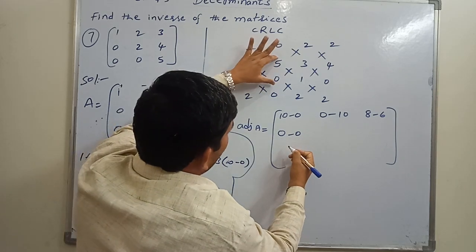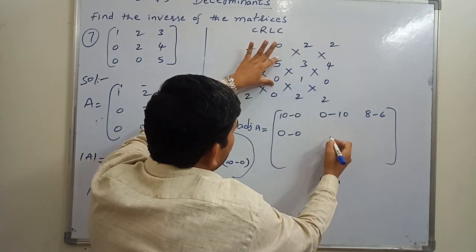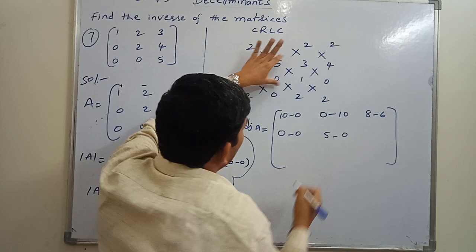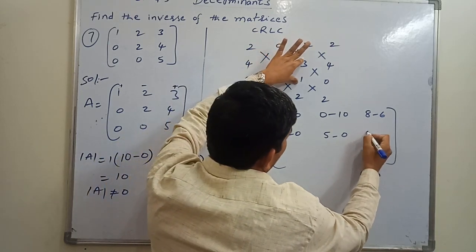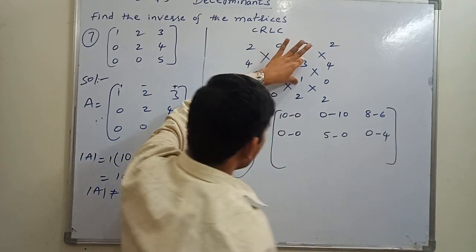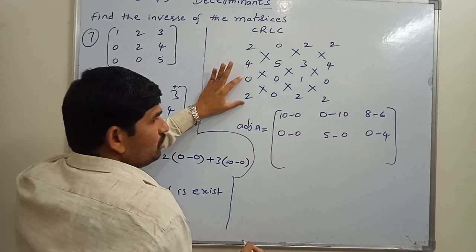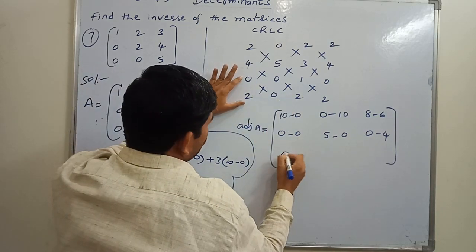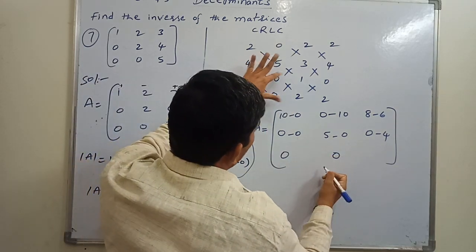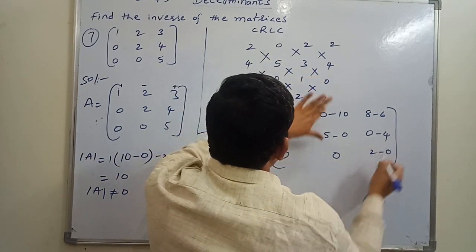Next one is again the cross. So 5 into 1 is 5 minus 0. Next one, 3 into 0 is 0 minus 4. After that in the last row, the cross multiplication is 0. Again this one is also 0. Next, 1 into 2 is 2 minus 0.